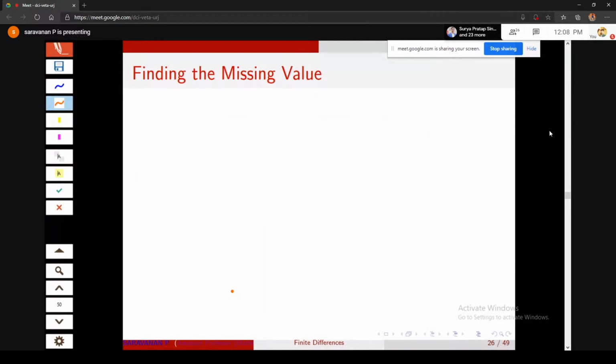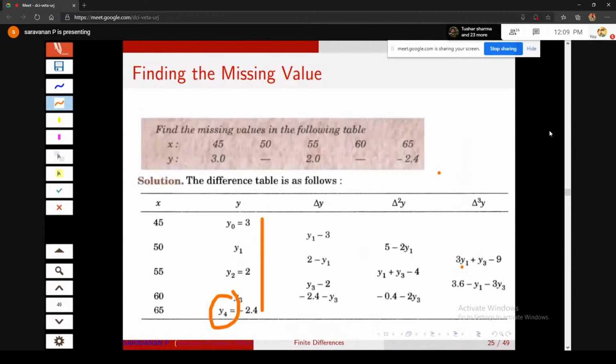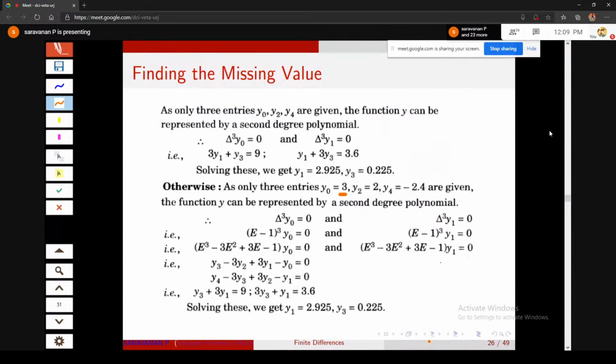But in place of y0, if I take y1, then what is E4 of y1? It is y5. But y5 is not given in the problem. The table is given only up to y4. So whenever you choose the power and the y value, you have to adjust accordingly such that you get only those values which are given in the problem. You are not going beyond that, either y5, y6, etc. Is it clear? Okay, so that's all about this problem.